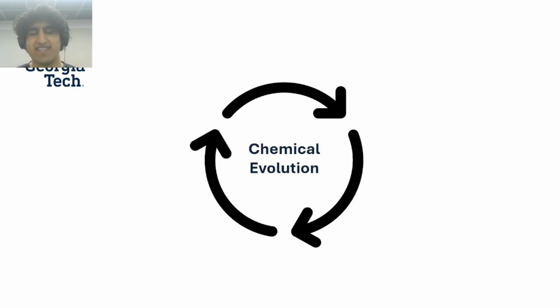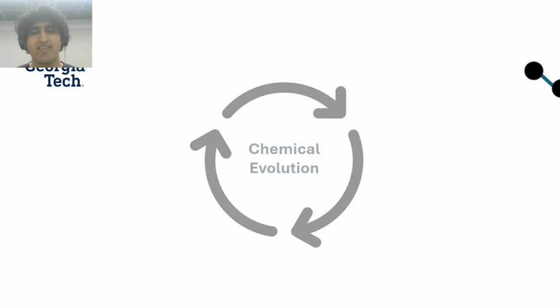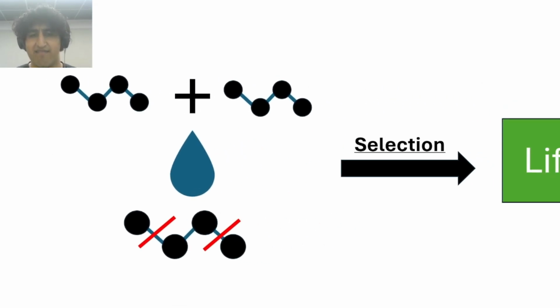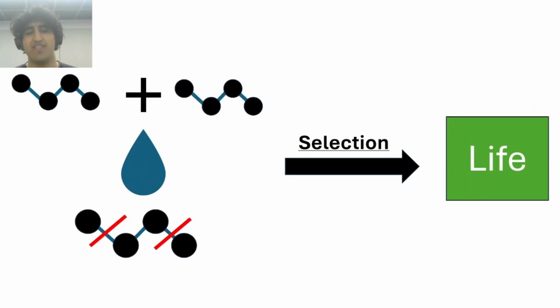The Williams Lab at Georgia Tech has a clear framework: chemical evolution. Water acts as a selective filter, helping molecules interact while relentlessly destroying them through hydrolysis. Molecules that resisted long enough survived and eventually became life, not by design, but by selection. In this hackathon, we want to test if this principle holds up computationally.